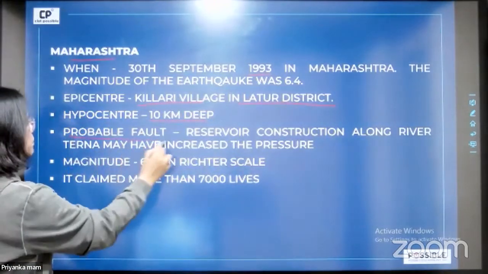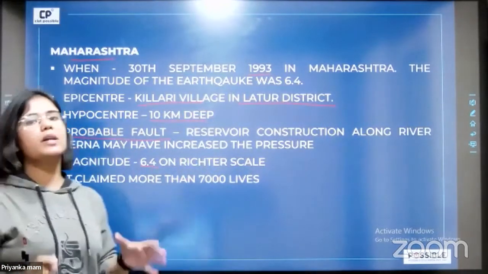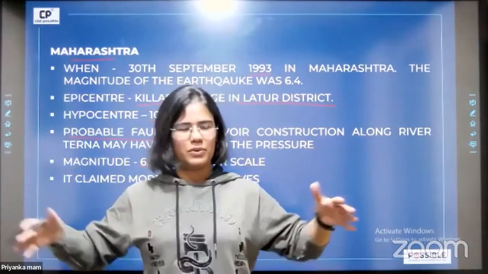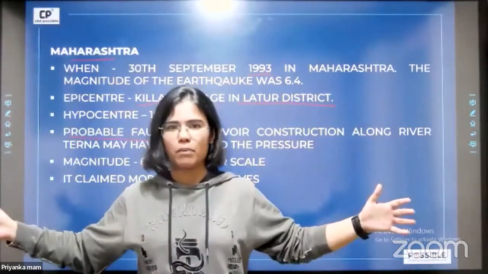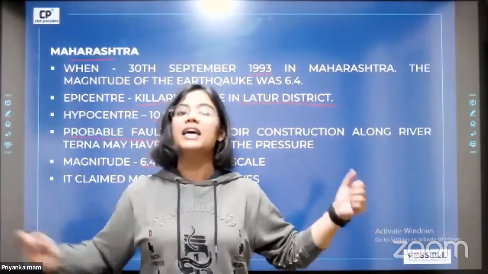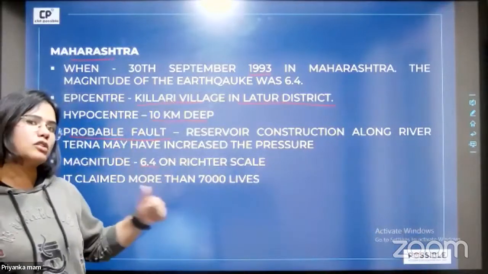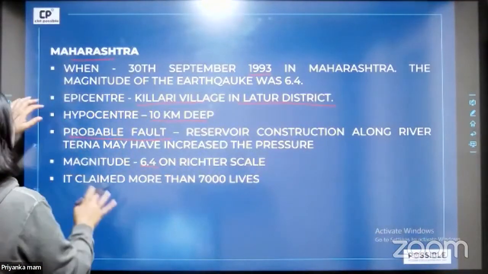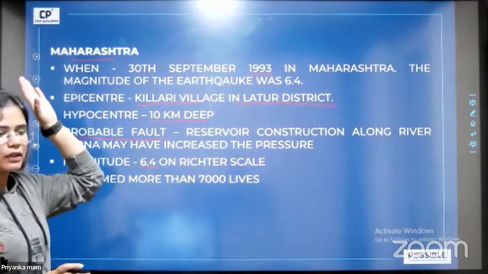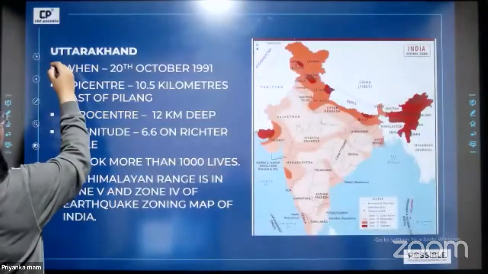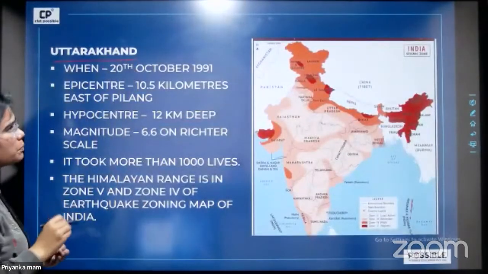But this is probably because of the reservoir that was being constructed. That is also another reason why the earth shakes. There's a huge reservoir that you're making, right? In case there's a little bit of an issue, the earth will shake. This is what is the probable cause of Maharashtra. But that is what it is said. And in the peninsular region, this is one of the largest earthquakes to have occurred. And lastly, Uttarakhand, very, very important.